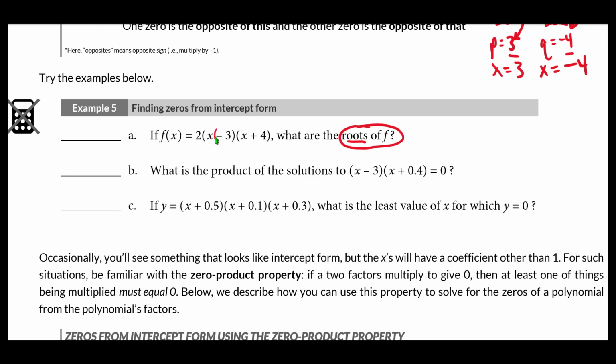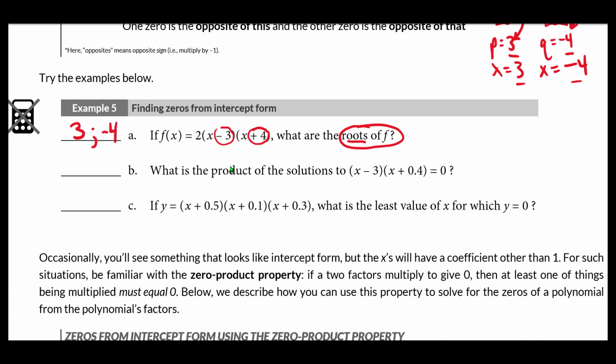So what did we say? We said we take the opposite of this. We said we take the opposite of this. And those are going to be our two zeros. In fact, those are the same two as up here. That was just coincidence, I promise. So opposite of negative 3 is positive 3. Opposite of positive 4 is negative 4.